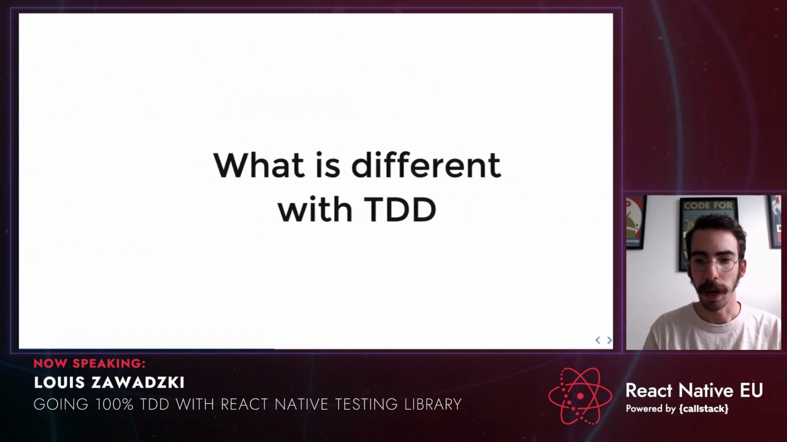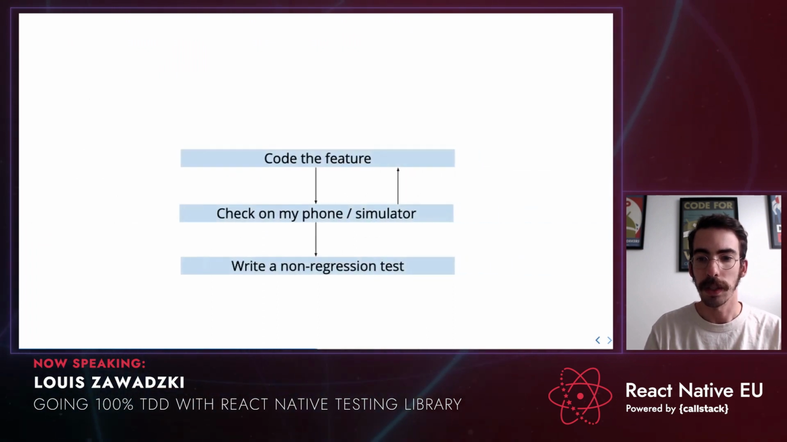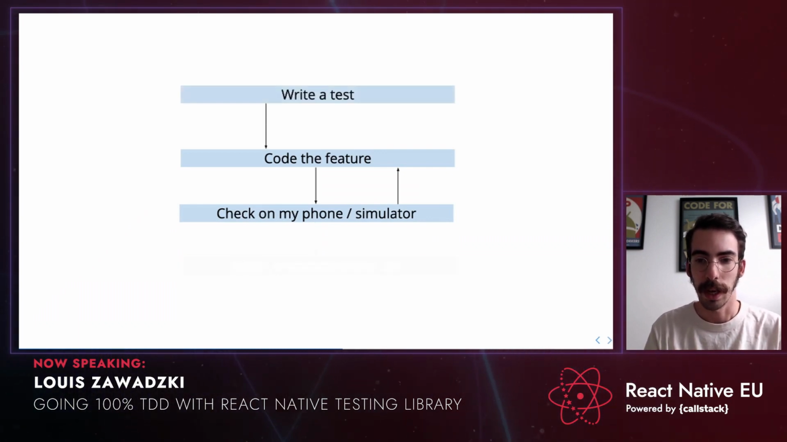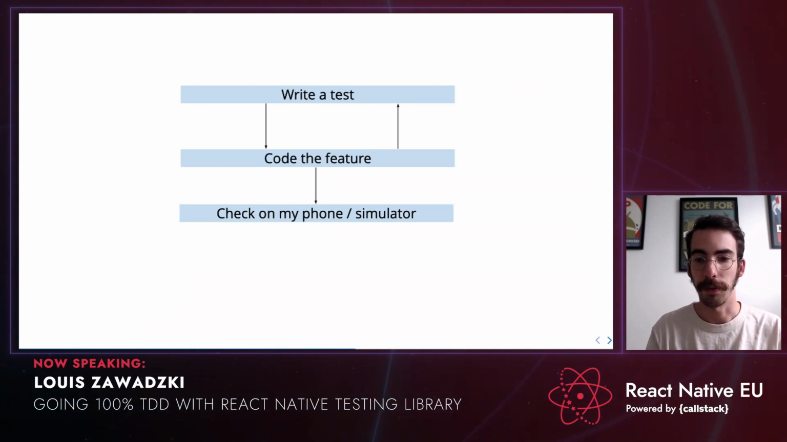Okay, let's go back to our developer story and see what changes when they use TDD. So now, instead of writing the test at the end, when they've already been through a lot of pain, they write it first. And then they can iterate until the test works, which is usually much faster than using a device, because you get a much faster feedback. And finally, they check on the device, and this time it works most of the times.